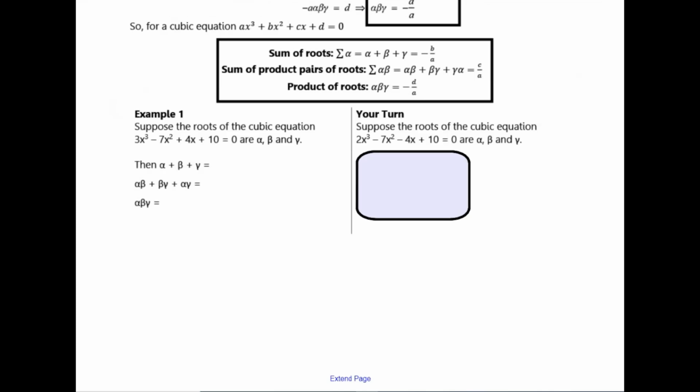But given this cubic, we're being asked to write down these results. So the sum of the roots is always equal to minus b over a. B is minus 7, a is 3. This will give you 7 over 3. Sum of the product pairs is equal to c over a. C in this case is 4, a is 3. And finally, the product of the roots for a cubic is minus d over a. D is 10. This is minus 10 over 3.